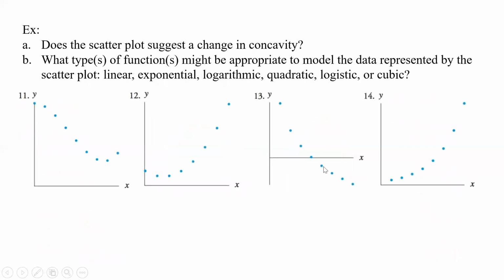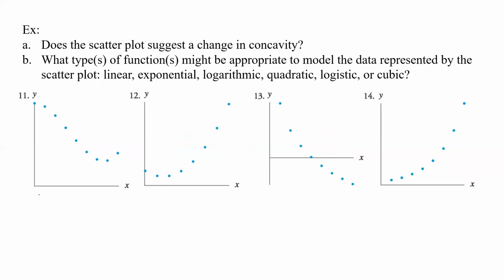Does the scatter plot suggest a change of concavity, and what types of function or functions might be appropriate to model the data represented by the scatter plot? Linear, exponential, logarithmic, quadratic, logistic, or cubic? So we're getting a longer list now, and soon they're going to say, hey, here's a set of data. Which one do you want to use? And you have to actually model it. So we're getting to that point.